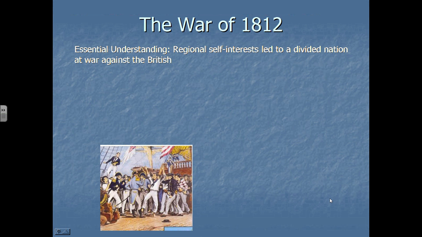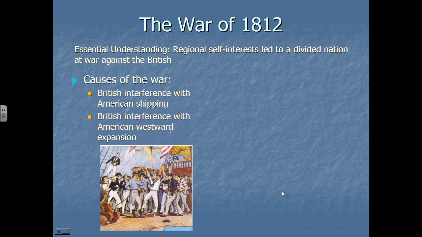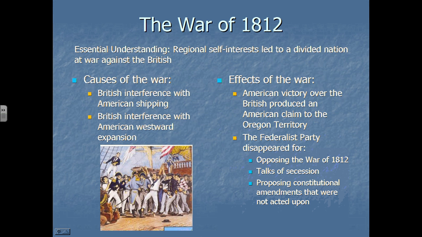War of 1812. We have a divided nation when we go to war against the British. The War of 1812 is kind of the second war that the United States fights against the British, and the United States is divided. There are two main causes: the British interfering with American shipping, and the British interfering with American westward expansion. The war is pretty much a tie, but it is an important war because it has several important effects.